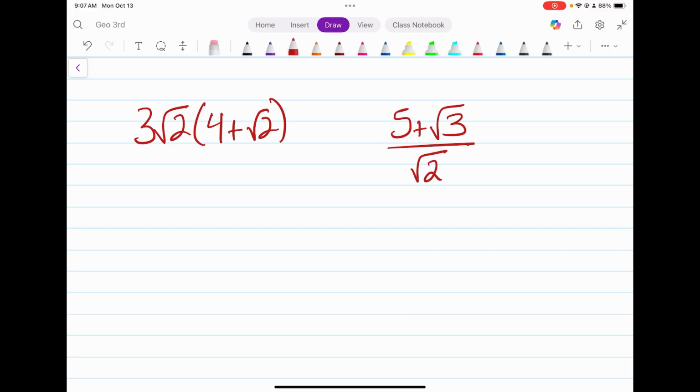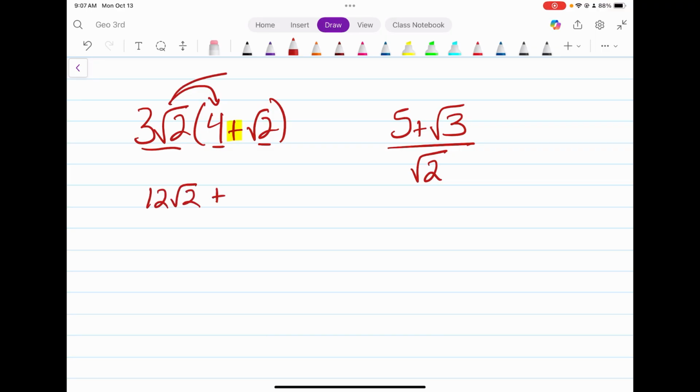We do have to be careful when there's plus or minus signs because that's going to force us to distribute what we're multiplying by or dividing by. So anytime we have this plus sign, this 3 root 2 is actually being multiplied by both of these, one at a time. So to multiply 3 root 2 times 4, again, we only combine the things we can. 3 times 4 is 12. We leave the root 2 alone.